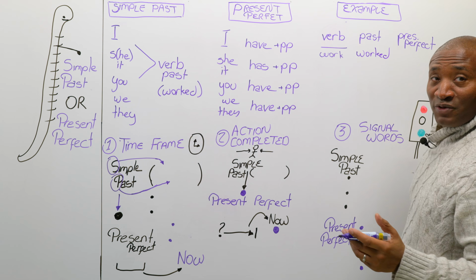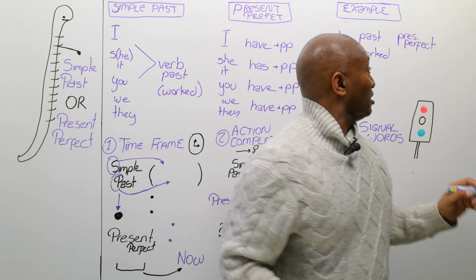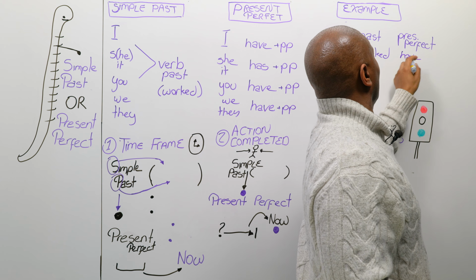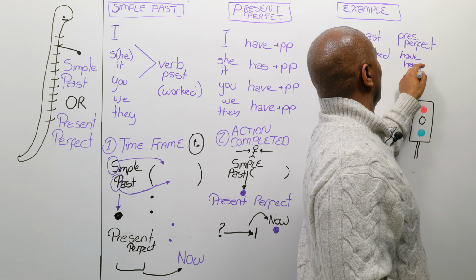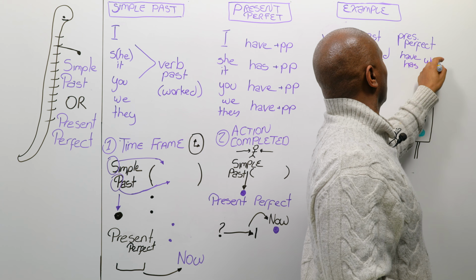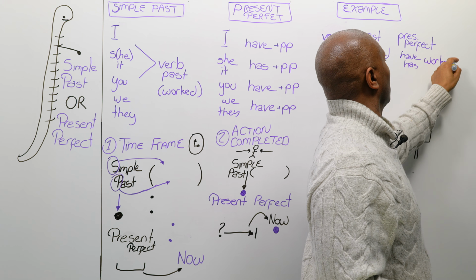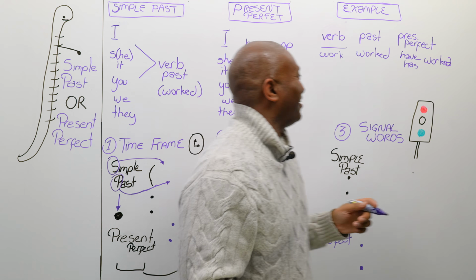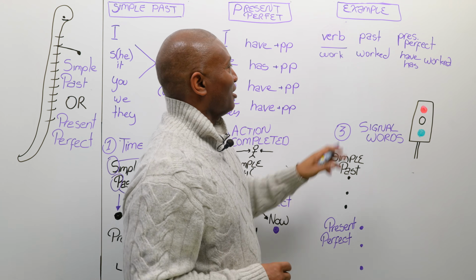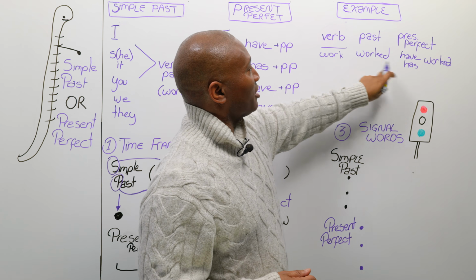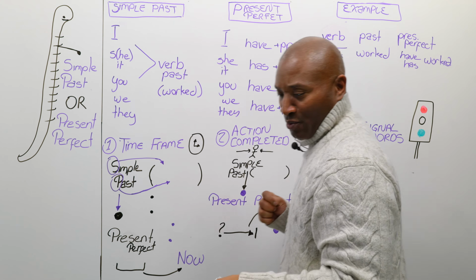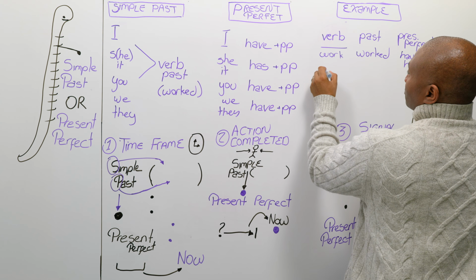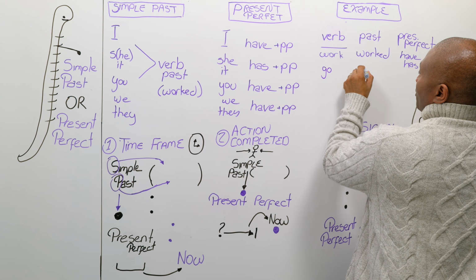But if we do present perfect, I have to say have or has worked. Sorry, I'm left-handed. Some of you just finally figured that out. So we look, work, worked, has worked. Another example would be go. Past is went.